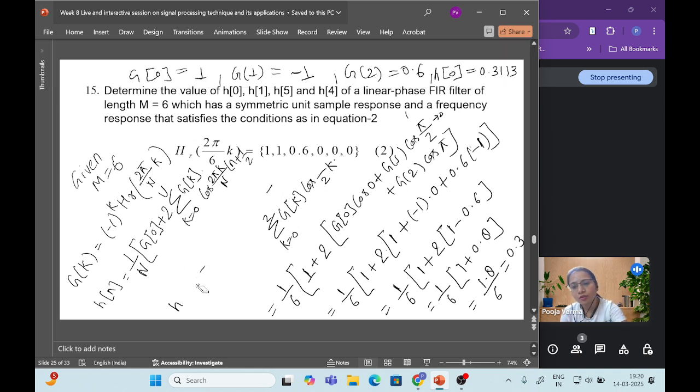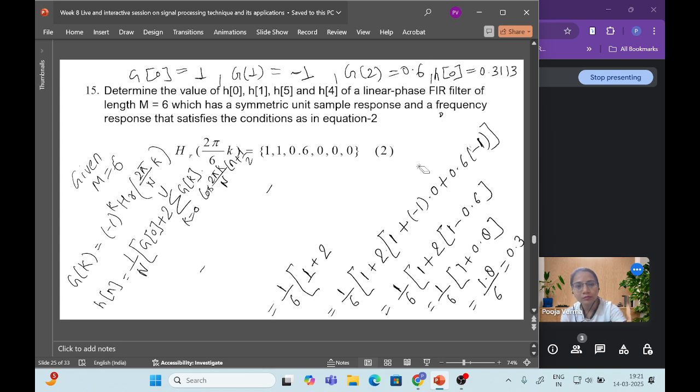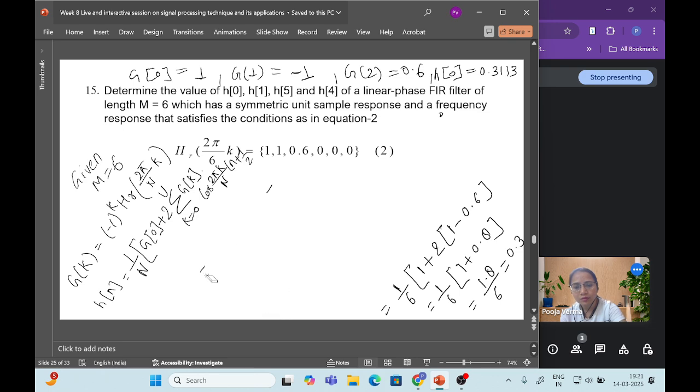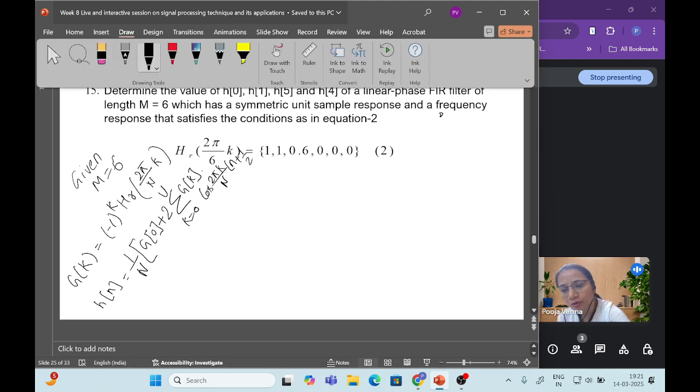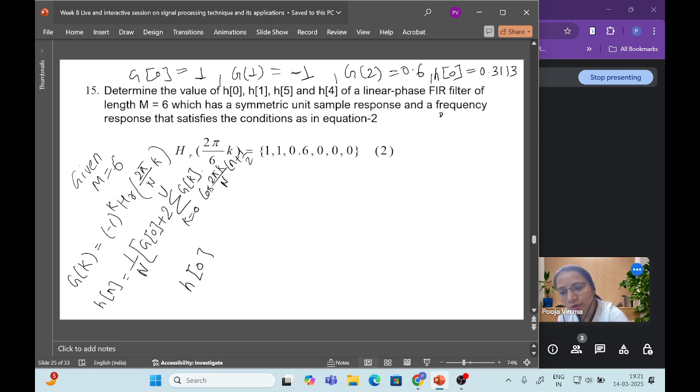So now you have got all those values. So h of 1 we have got 0.3. Just remember it. Okay. So I am writing h of 0. We have got 0.3113. H of 1 we have got 0.3.